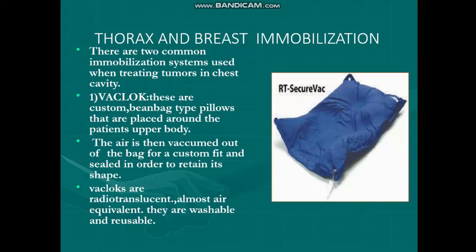For thorax and breast immobilization, there are two common immobilization systems used when treating tumors in the chest cavity. First of them is VAC-LOCK. These are just bag-type pillows that are placed around the patient's upper body. The air is then vacuumed out of the bag for adjustment fit and sealed in order to retain its shape. VAC-LOCKs are radiotranslucent, almost air equivalent. They are washable and reusable.